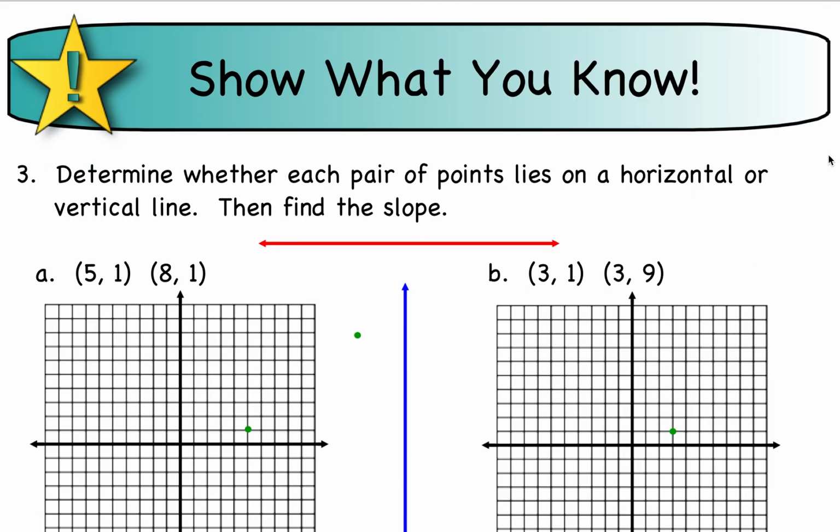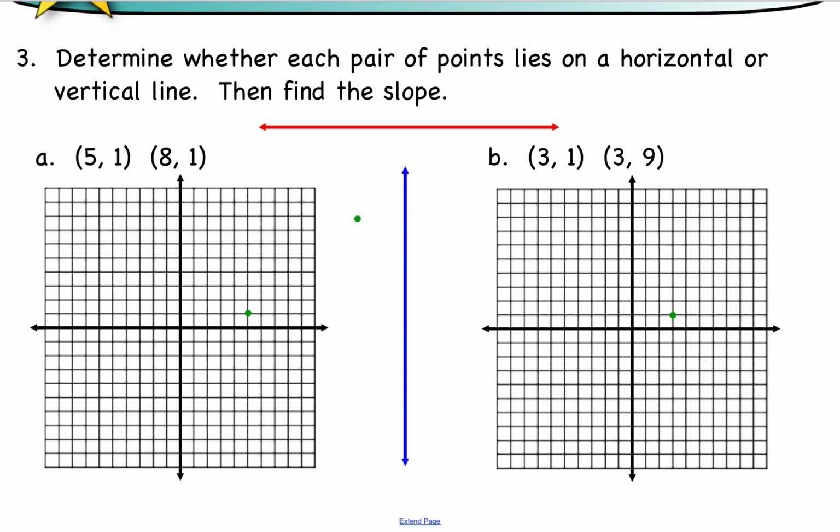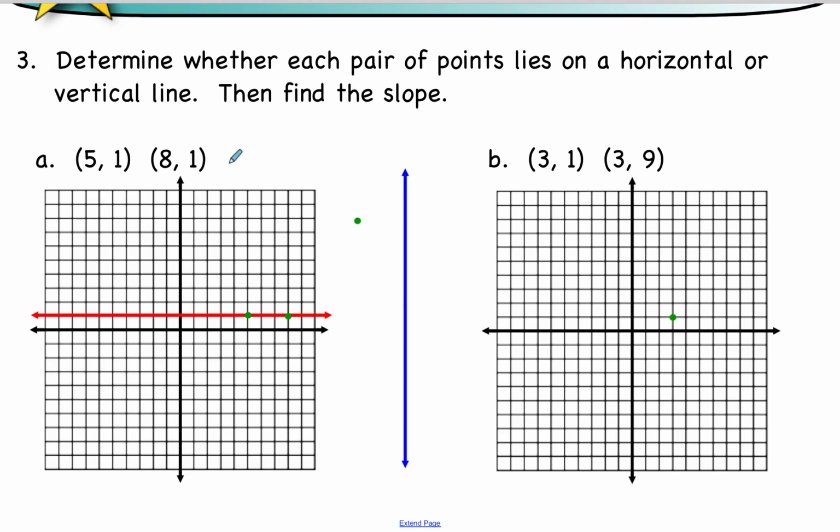So let's take a look at what we know already. Determine whether each pair of points lies on a horizontal or vertical line, then find the slope. Well, I have one point already plotted here. (5, 1) is plotted. If we plot (8, 1), remember we start at the origin, go over 8 units, 6, 7, 8, and up 1. And if we were to connect those two dots, that would definitely represent a horizontal line. So the one on the left is a horizontal line. The slope then for the one on the left, you'll need to memorize this as well. Slope is equal to 0.